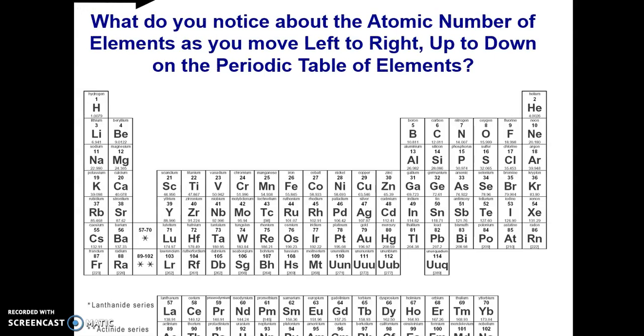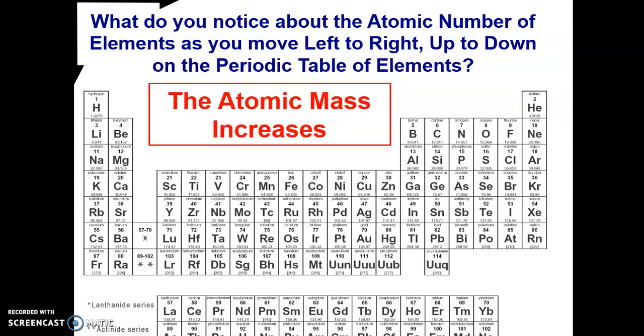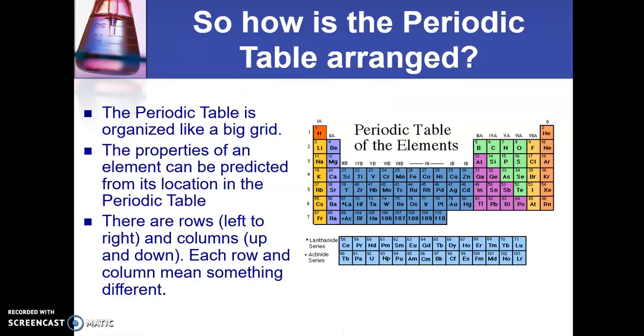So what do you notice about this periodic table of elements? You notice that going across, they go up incrementally by 1, and going down, they go up by more than 1. So atomic mass increases as it's going left to right, and it's going from top to bottom. So how is it arranged? It's organized like a big grid.